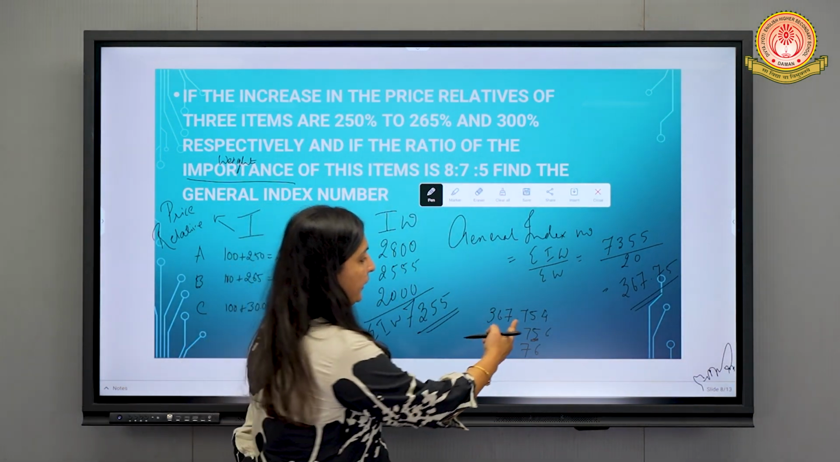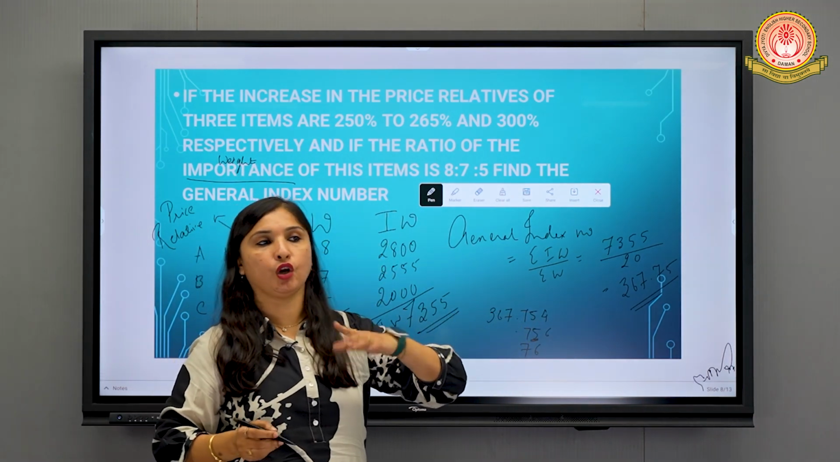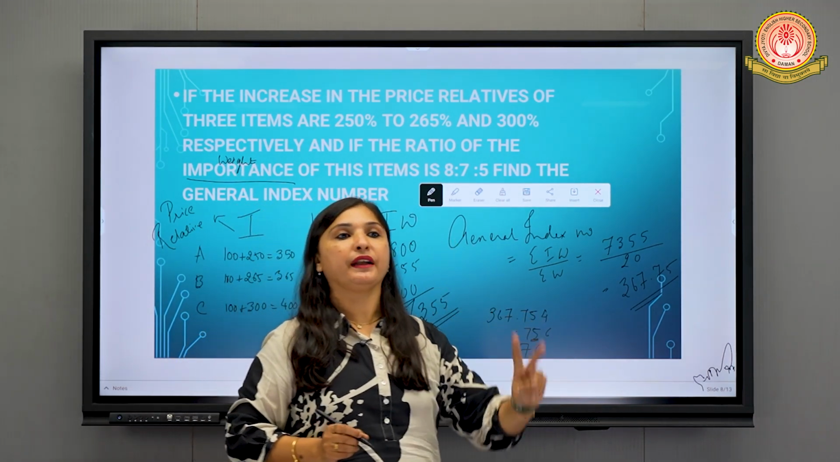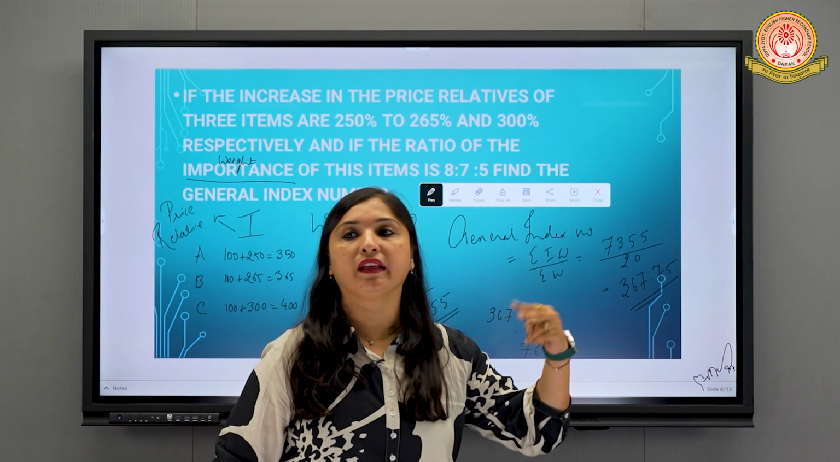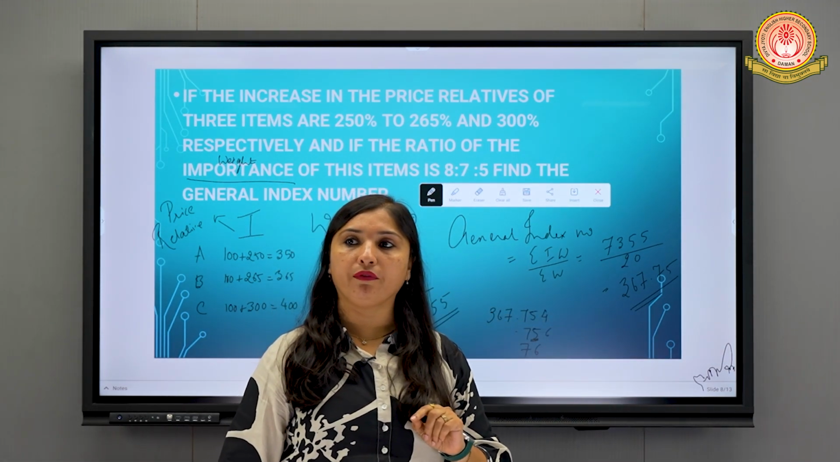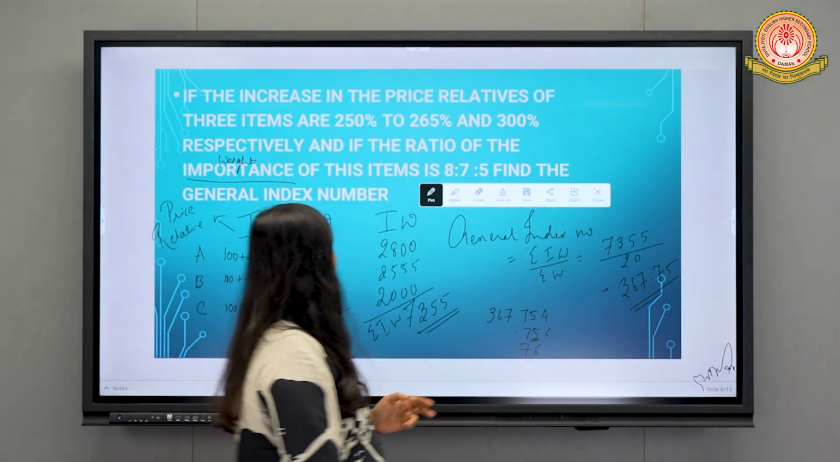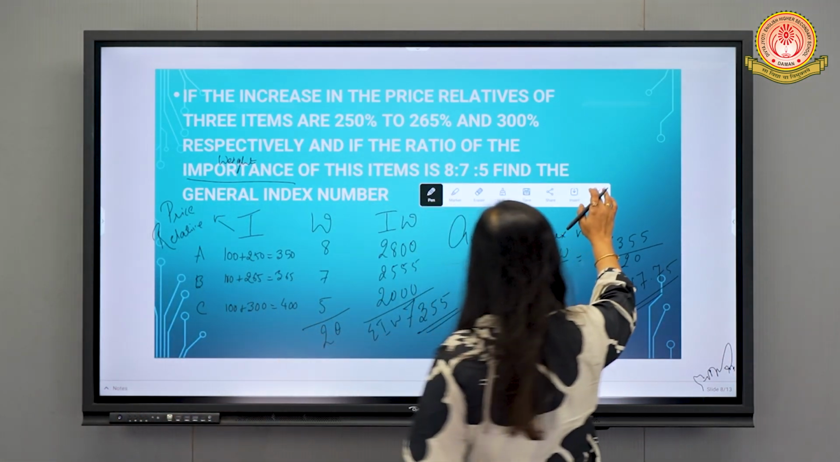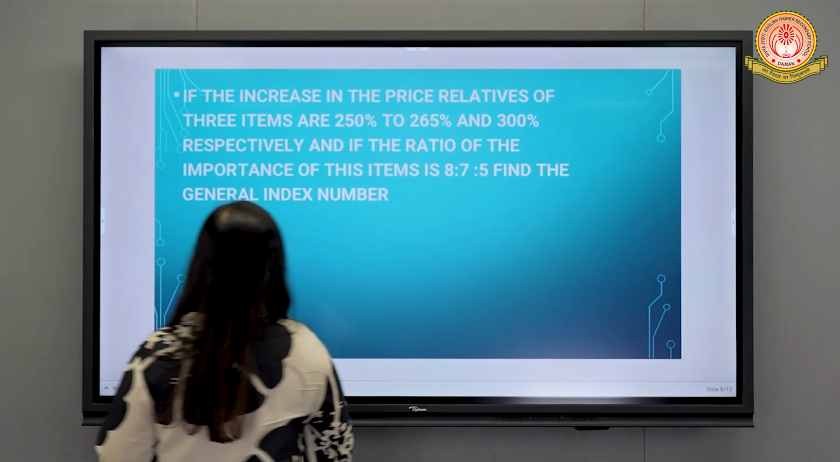Is it clear? And here it is 4. It is less than 5, so it will not change the second number. But if the third number is more than 5, then it will change the second number. Is it clear to everyone? Yes? Okay. So this is done. Shall we move further? Okay.